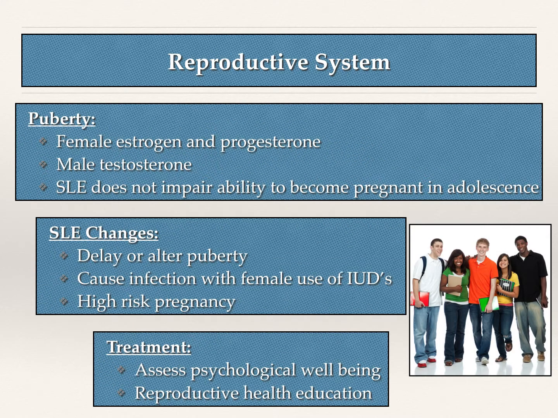The reproductive system, of course, the adolescent is either going through or getting ready to go through, or has gone through puberty. The female hormones, estrogen and progesterone, and then the male testosterone hormones. It's important to remember that lupus does not impair the adolescent from becoming pregnant, and if the child should become pregnant, they would be at high risk due to the level of disease activity in this age group.